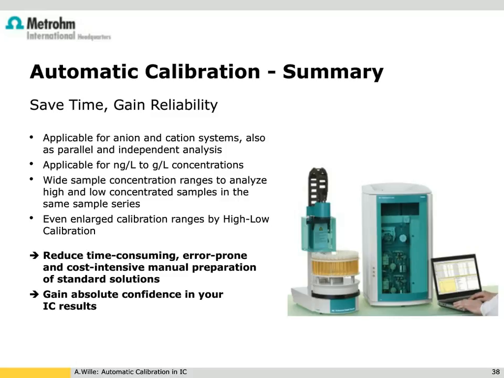Okay. And I guess that if they had a very high volume of anion and cation analyses to do in a day, then it would make sense to have 2 systems. Correct. So it's always a question of capacity. So if you have a higher sample throughput, then two systems maybe is a better choice. In general, it would work with one system, but depending on the sample capacity which you have. Okay.